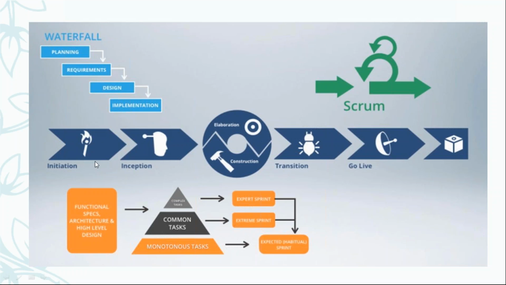Okay. In this you can see that it follows the same structure: initiation and inception are in the waterfall approach, but elaboration and construction go into the agile method. So that is a hybrid method of waterfall and Scrum. We're going to see how to do this part as well in our course. Initiation, inception, elaboration, construction, transition and go live. These are the 5 stages of Pega BPM. So we'll cover that in the classes as well.